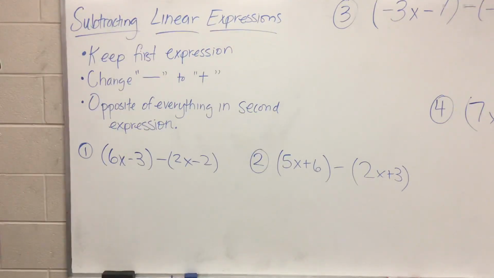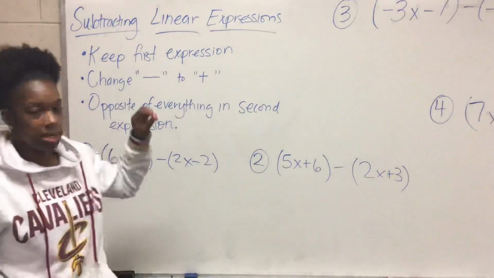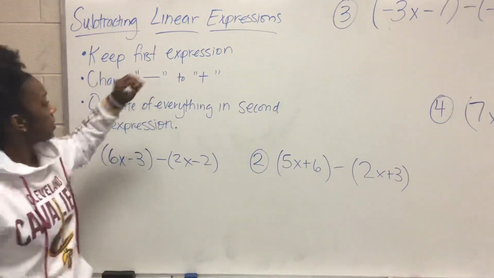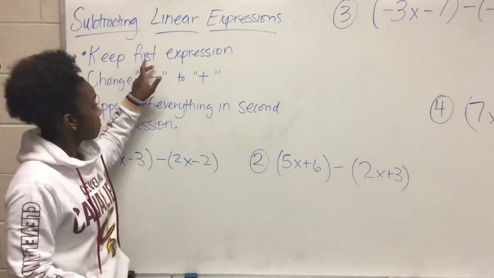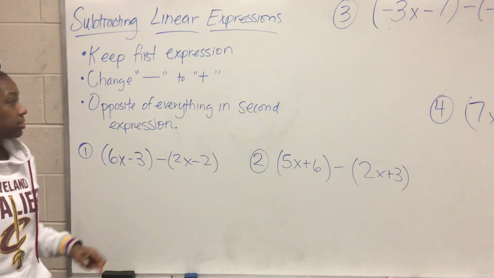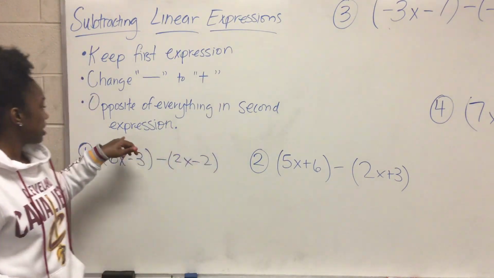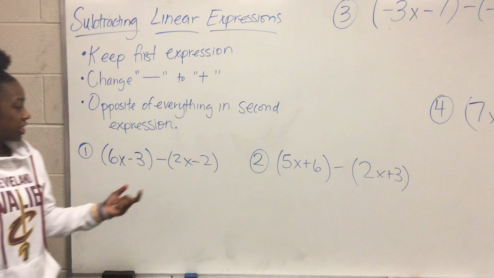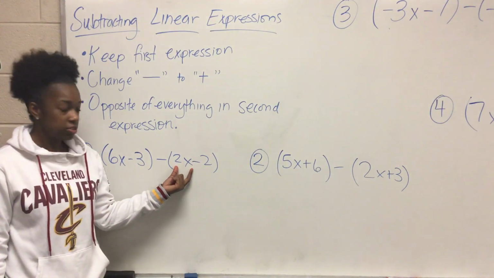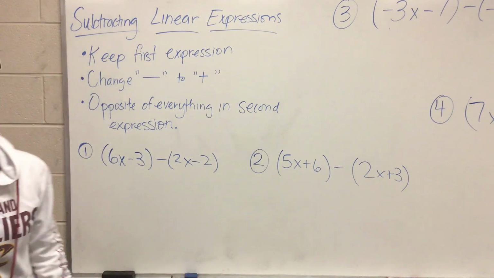Just like when we were subtracting integers, we're going to KCO. This time, instead of just the first number, you're going to keep the whole entire first expression. Then you're going to change the minus sign to a plus sign. And then you're going to do the opposite of everything in the second expression, which means if the 2x is positive, you're going to make it negative, and if 2 is negative, you're going to make it positive. Okay?